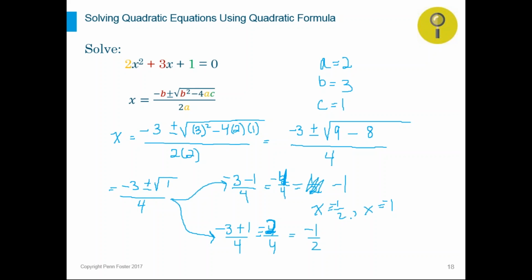If you want to try the factoring, I'm going to give you the factors, and you can try them yourselves and try to come up with those factors. So factors for this trinomial will be 2x plus 1 times x plus 1. And then you can use the zero property, and you will find the same answers, negative 1 and negative half.